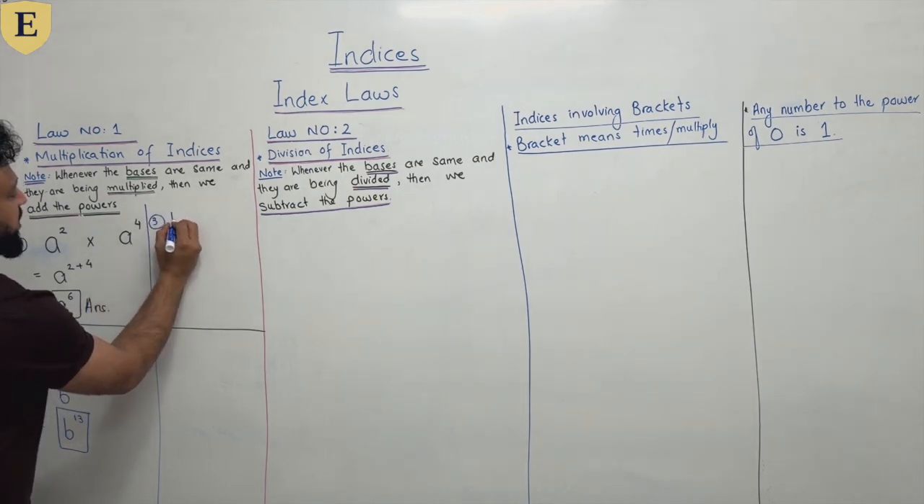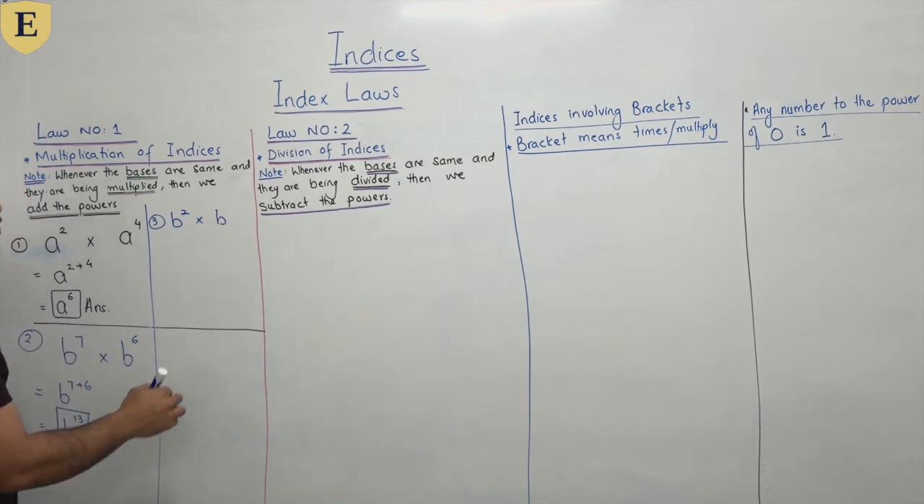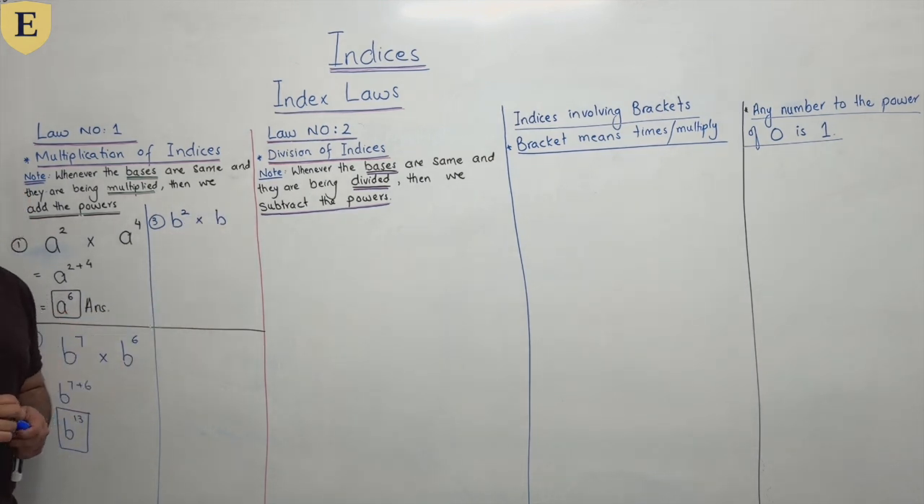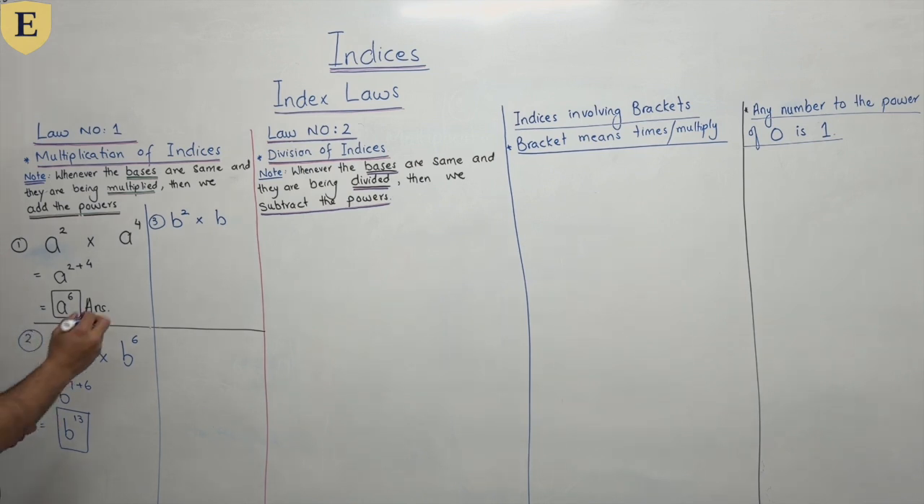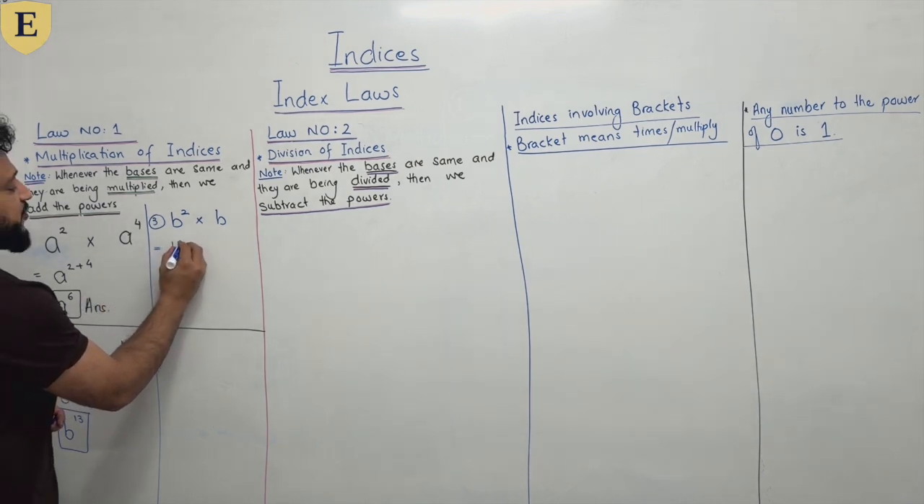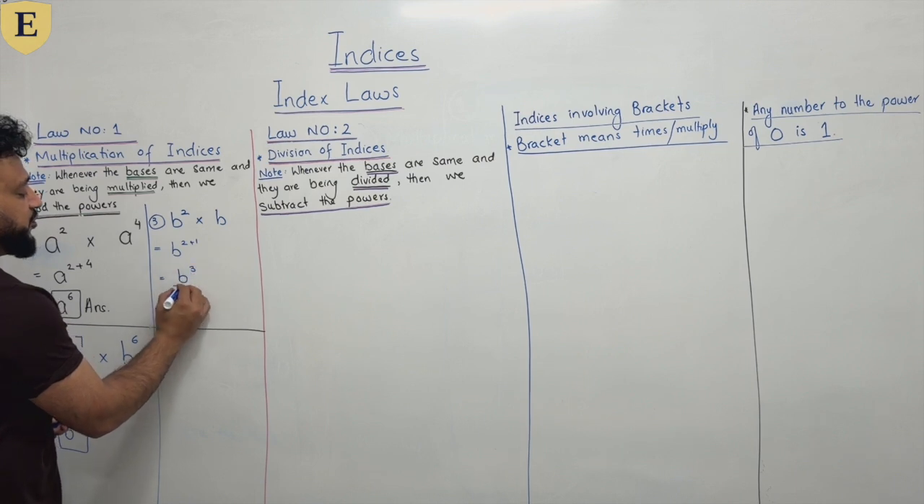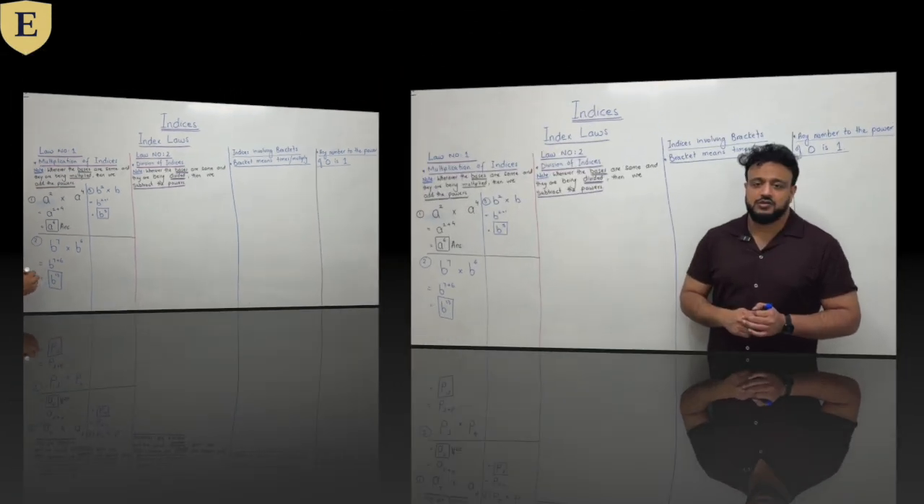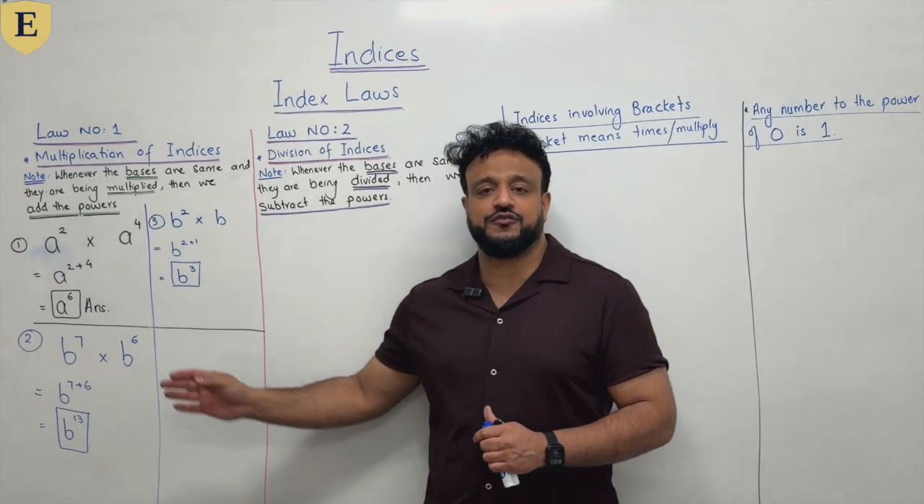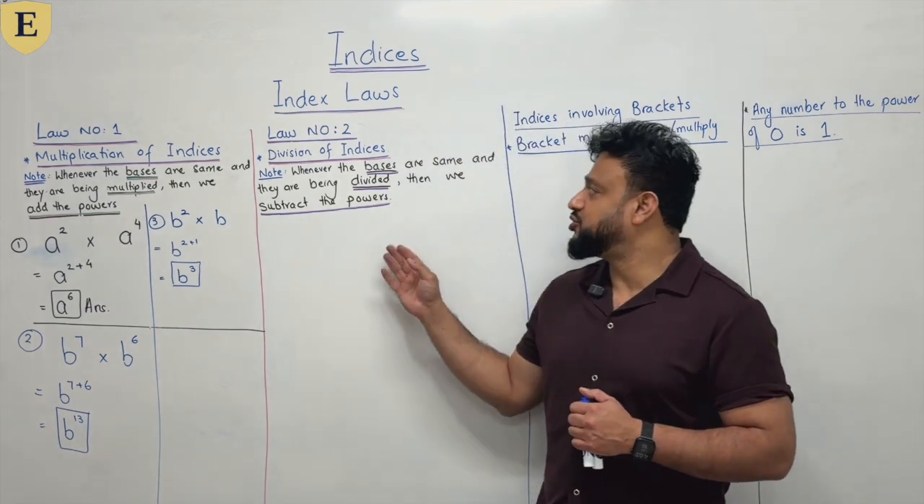If they say b to the power of 2 times b and there's no number there, if there is no number on the power, that means there is always a 1. So now this time it will become b to the power of 2 plus 1. The answer is b to the power of 3. That's my final answer. Right, so I'm sure you've understood the first law. Let's move on to law number 2.